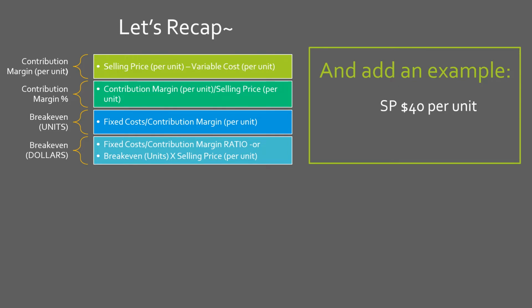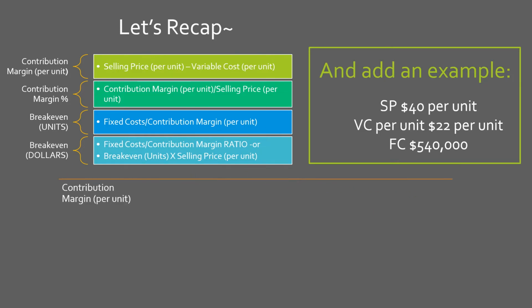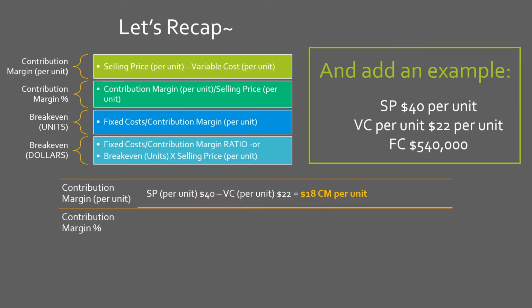In our example, selling price of our product is $40 per unit, variable cost is $22 per unit, and fixed costs are $540,000. So if I wanted to calculate contribution per unit, I would take the selling price of $40 per unit, subtract out variable cost per unit of $22, and get $18 per unit. If I wanted to solve for contribution margin ratio, I would take the contribution margin per unit of $18, divide by selling price per unit of $40, and come up with 45%.